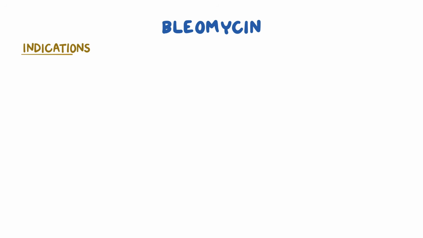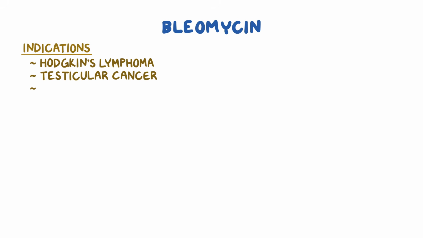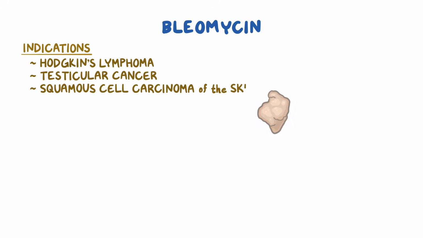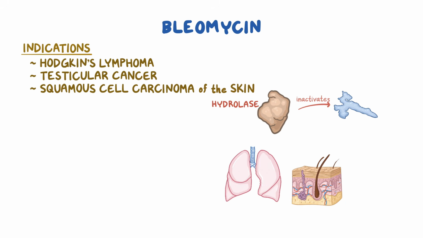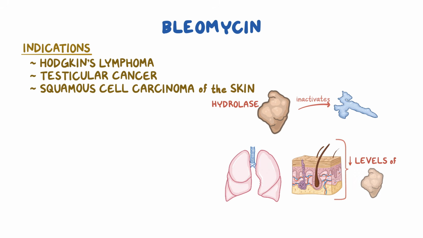Bleomycin plays an important role in the treatment of Hodgkin's lymphoma and testicular cancer, but it's also used to treat squamous cell carcinoma of the skin. Now, bleomycin is inactivated by an enzyme in our body called hydrolase, but tissues like lungs and skin have lower levels of this enzyme, so bleomycin becomes toxic.